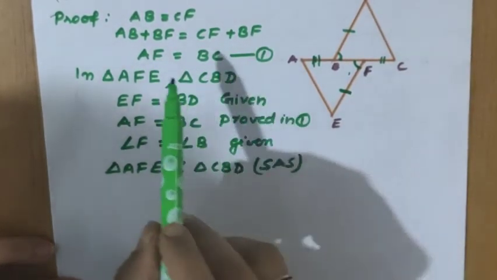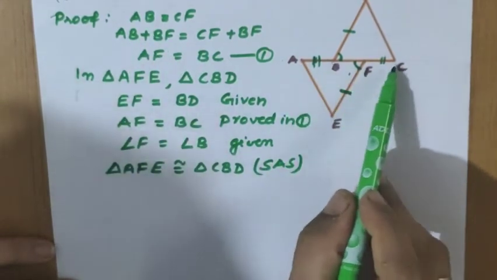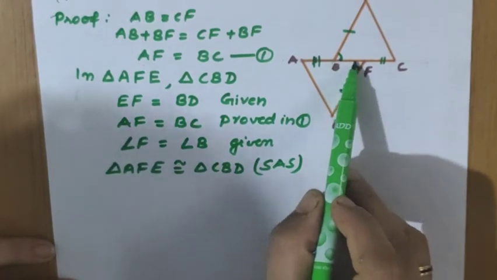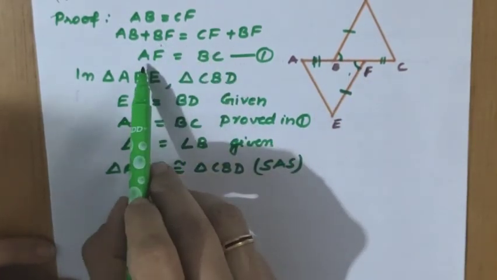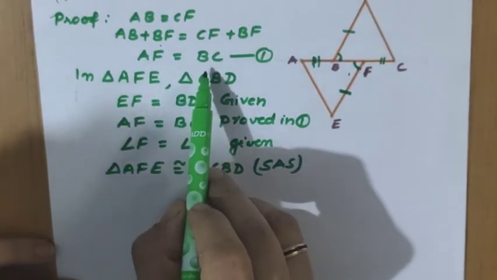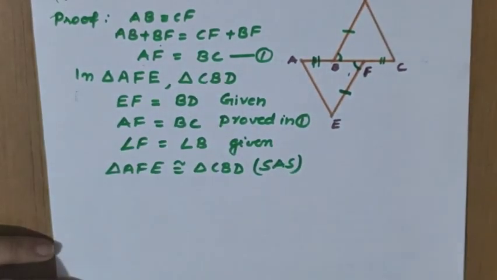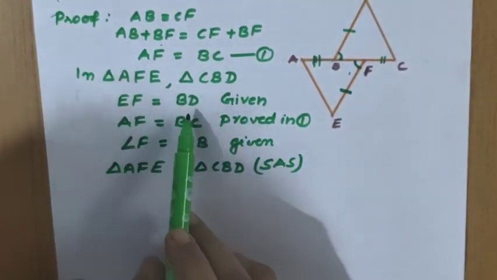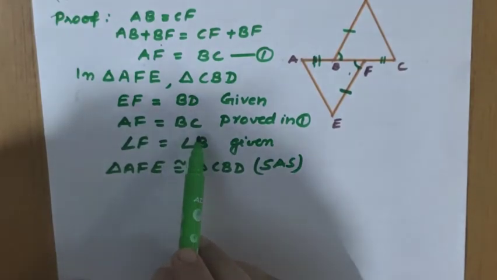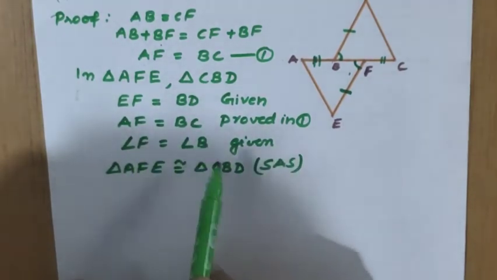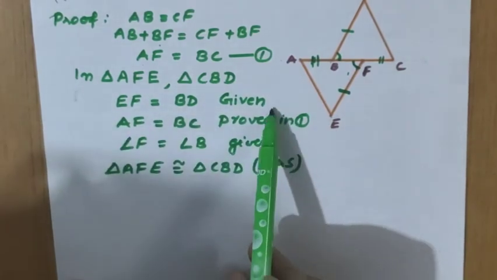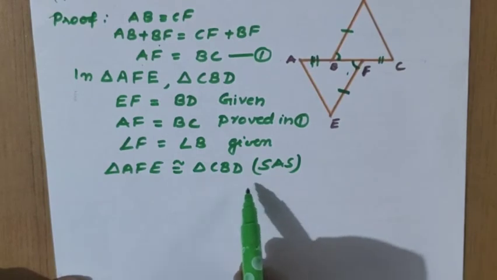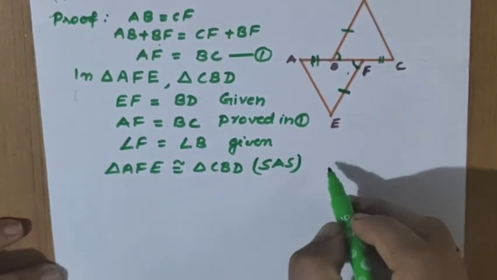So, what we have done here? First, they had given in the question just AB and CF only. For making the side of the triangle, we added the equal portion of BF on both the sides. So, we are getting AF equal to BC. Now, in triangle AFE and triangle CBD, we can write EF equal to BD given, AF equal to BC proved in 1. Angle F equal to angle B, that is also given in the question. So, two sides, one included angle, we got. Therefore, triangle AFE congruent to triangle CBD, SAS criteria, hence proved.